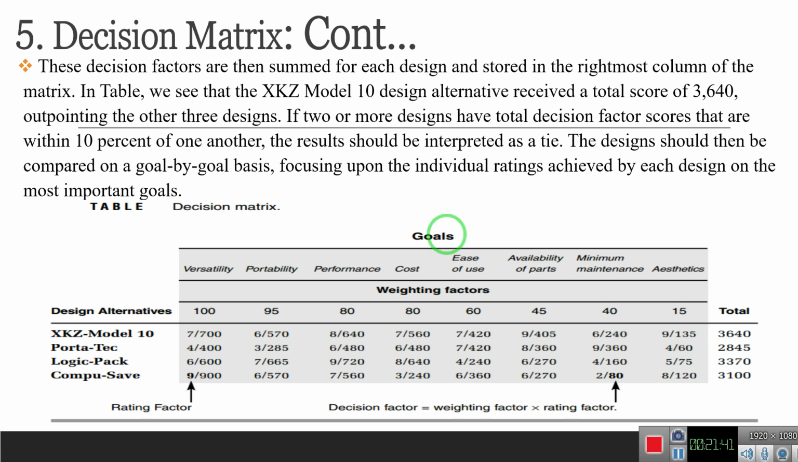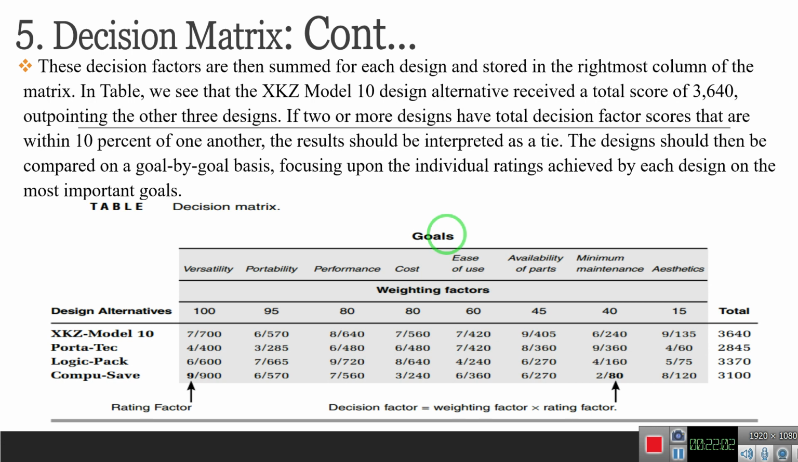31 to 70 is important. 0 to 30 is optional, right? Same thing we put here: 0 to 15, 40, 45, 60, 80, 80, 95 and 100. We kept it. Now where are these numbers coming from? 7, 6, 8, 7, 7, 9, 6, 9. Where are these numbers coming from?